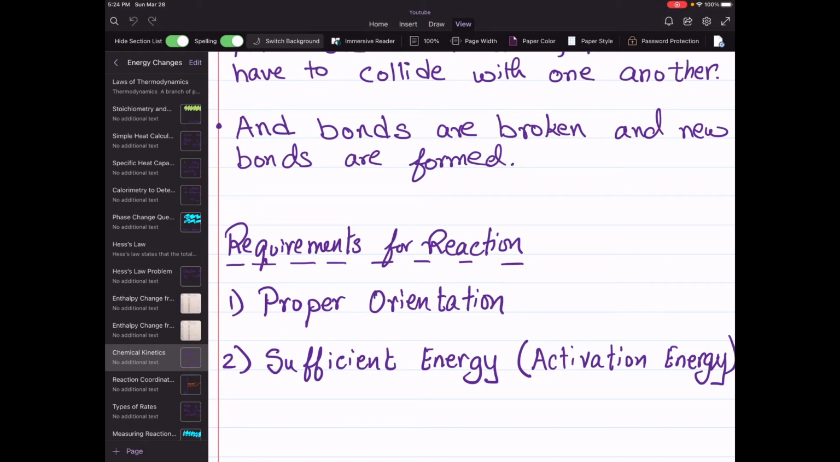Now, proper orientation, again, I can give you an example over here on the right hand side, just a simple example here.